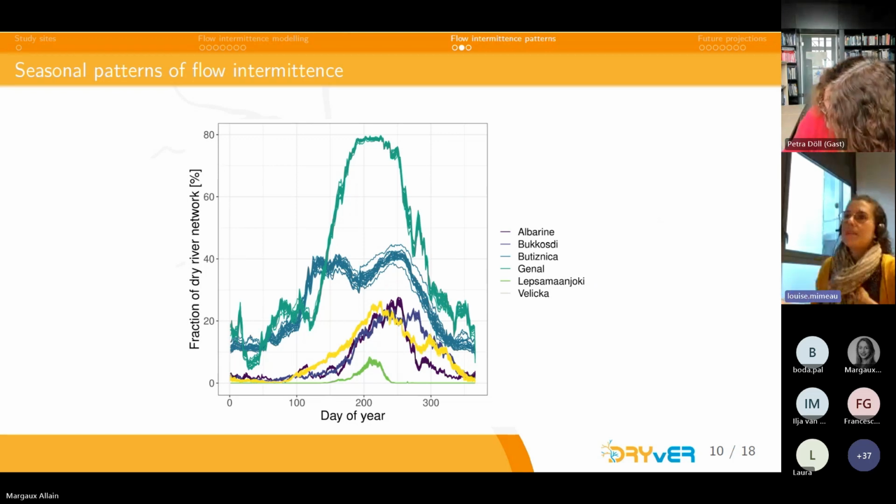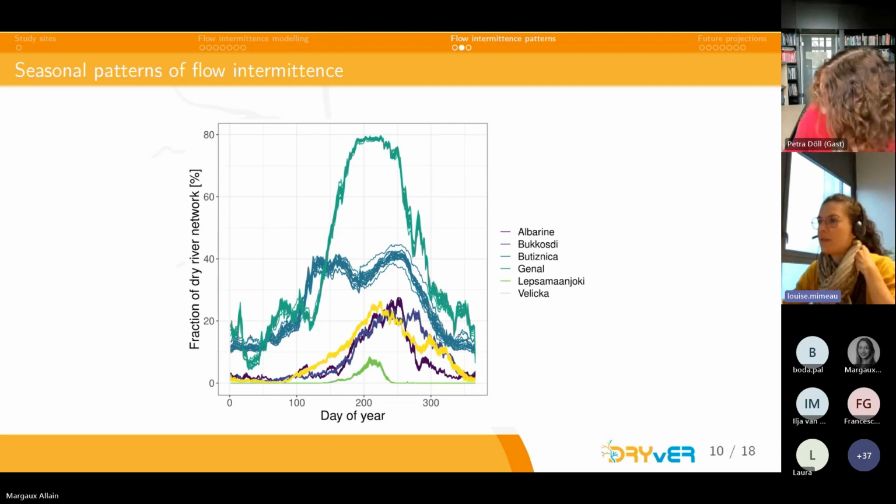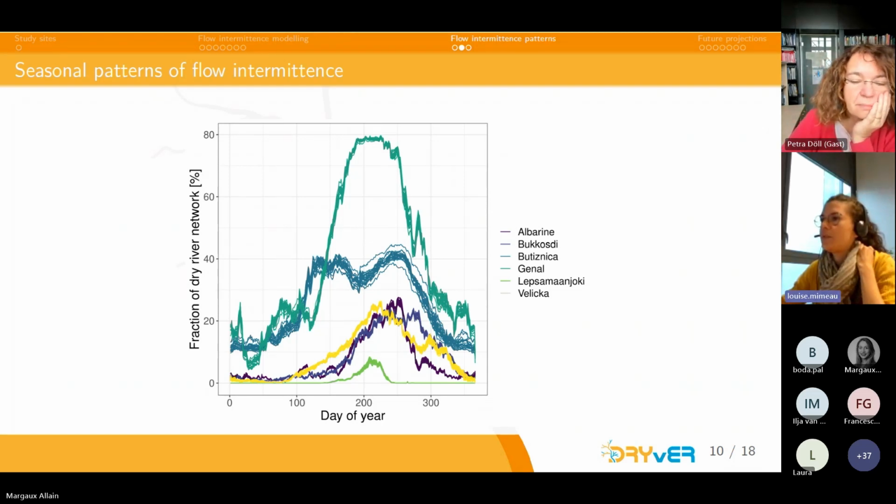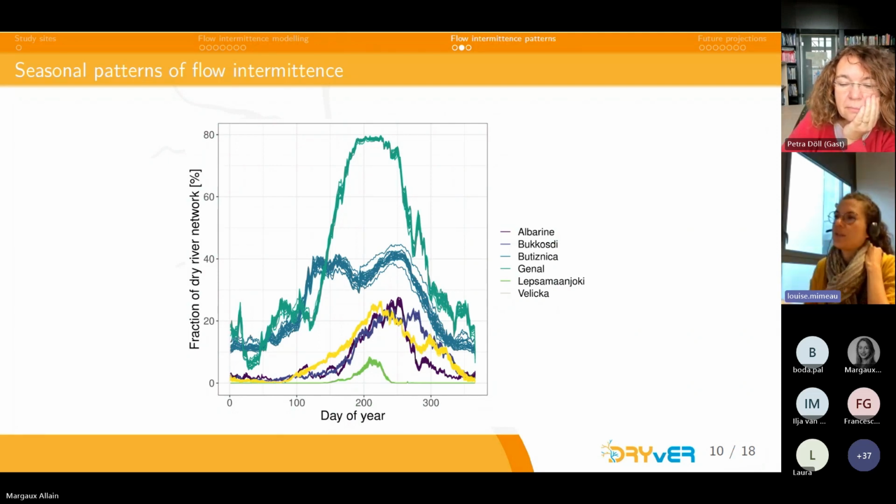We also had a look at the seasonal pattern of flow intermittence, and on this graph, you can see the fraction of dry river networks through the year, from 1st of January until 1st of December. And you can see that across the catchments, we have different intensities of drying that occurs mostly during the summer. And we have a sort of gradient of intensity of drying with a strong intensity of drying for the Spanish catchment and low intensity of drying for the Finnish catchment.